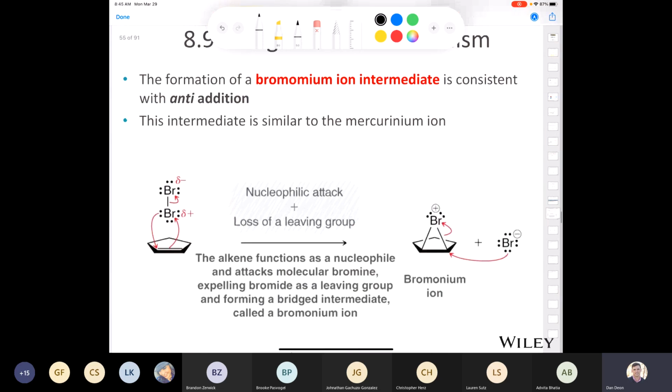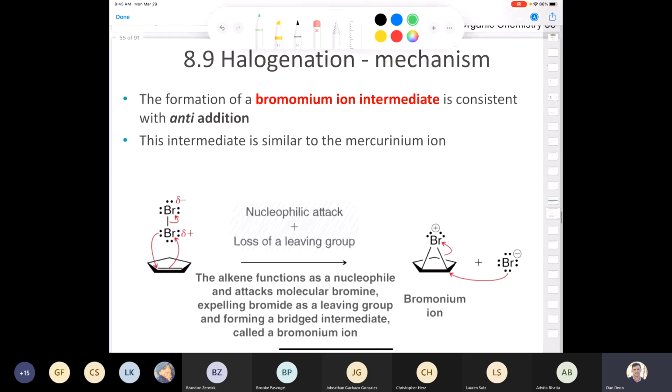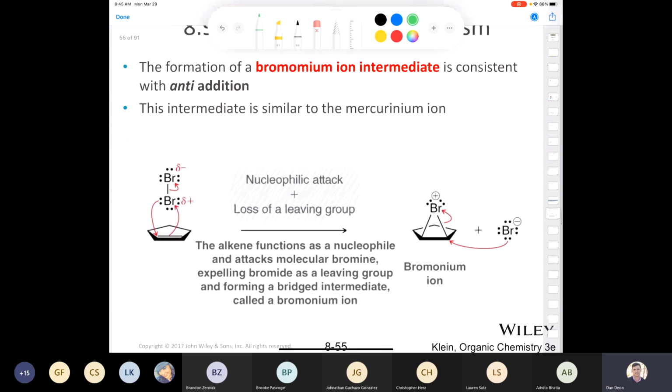Anyhow, now let's cover the mechanism which provides a rationale as to why you get anti-addition. You need to know this mechanism. One of my favorites, because it results in this interesting intermediate called a bromonium ion. There's one I bet you never heard before, the bromonium. If you read the book, you would have heard about it. The bromonium ion is formed after the first step in the mechanism, which is a simultaneous nucleophilic attack and loss of leaving group.